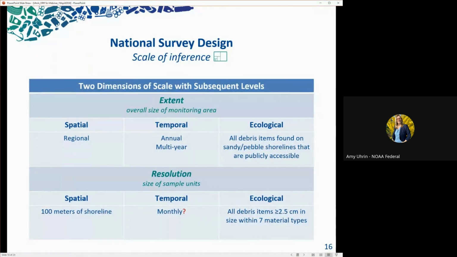So we have two specific questions there. And so the next step, man, I should have made this live action. Like I should ask you guys, what's the next step? But the next step is setting the scale of inference. So here's this crazy table again.